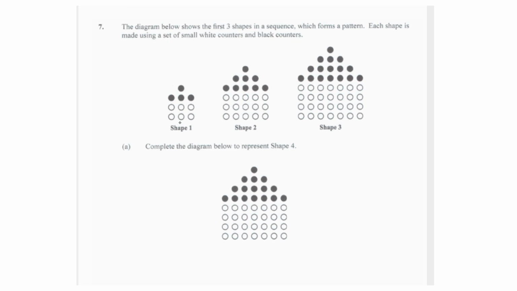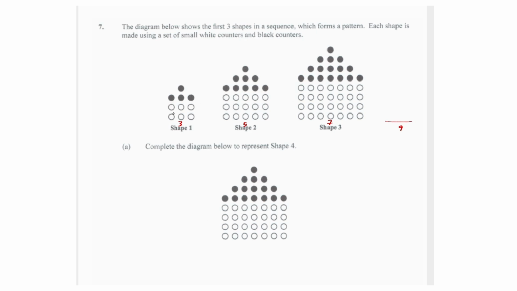At the base, the white circles, there are 3 in the first shape. So second shape there are 5. Then third shape we have 7. Therefore, for the fourth shape we should have 9 at the base. 9 white circles at the base.